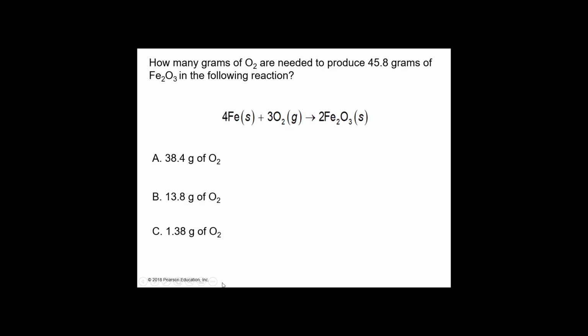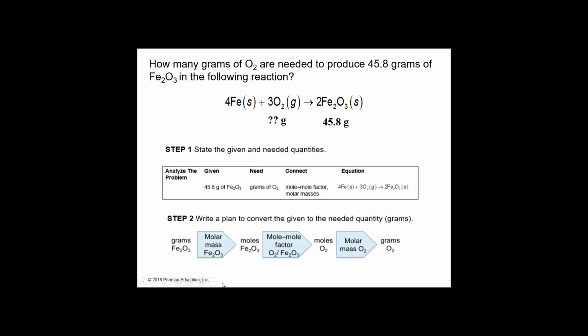Okay, so one more. I think this is one more. How many grams of oxygen are needed to produce 45.8 grams of iron 3 oxide in the following reaction? So we're not even going to worry about A, B, and C. We're just going to solve the problem. But what's it asking for? So we have a product, and we want to know how much oxygen was needed to produce this amount of product. So again, we do a stepping stone.